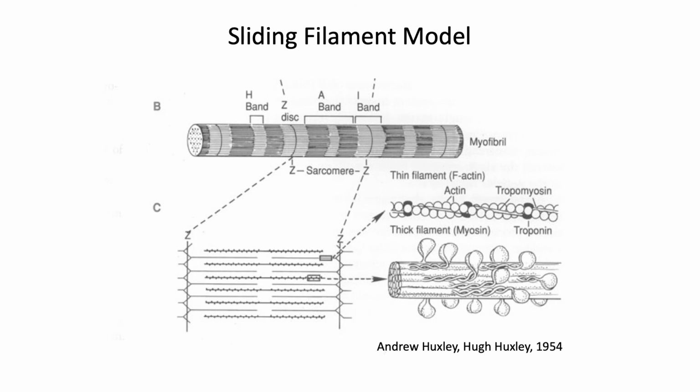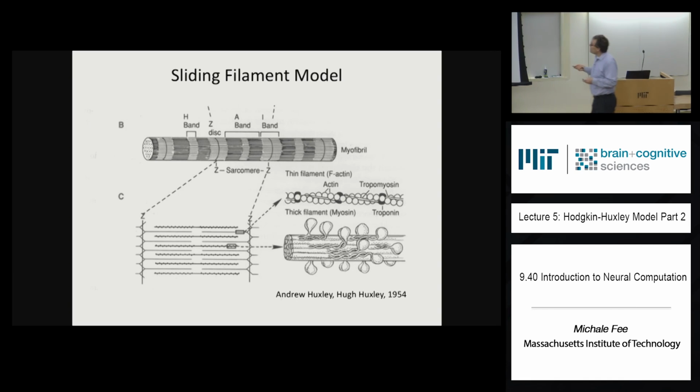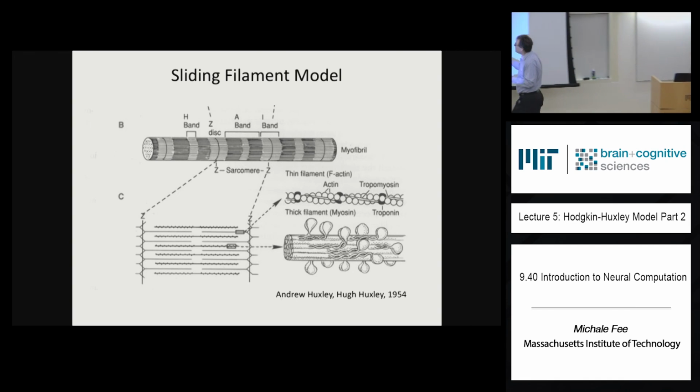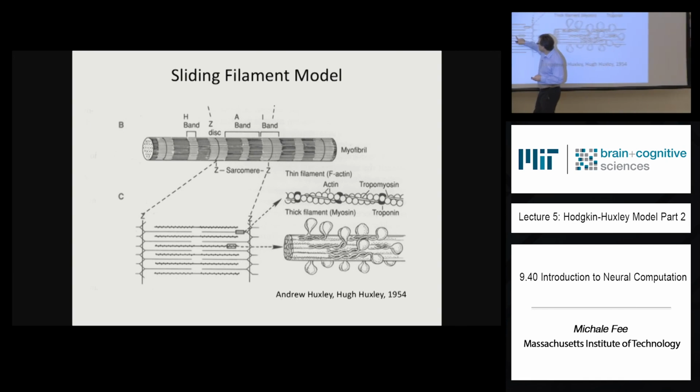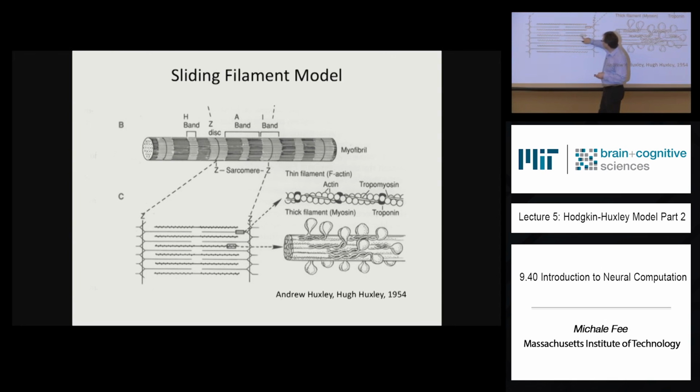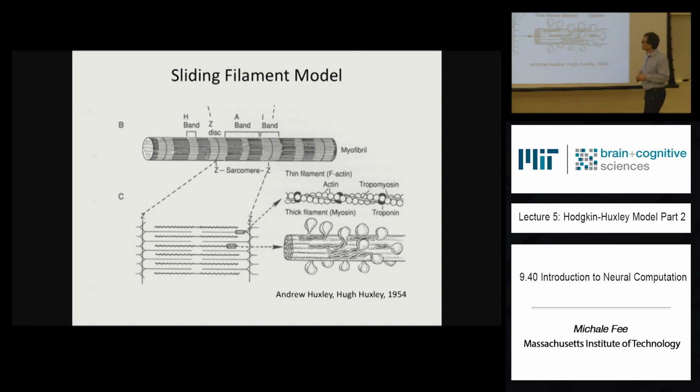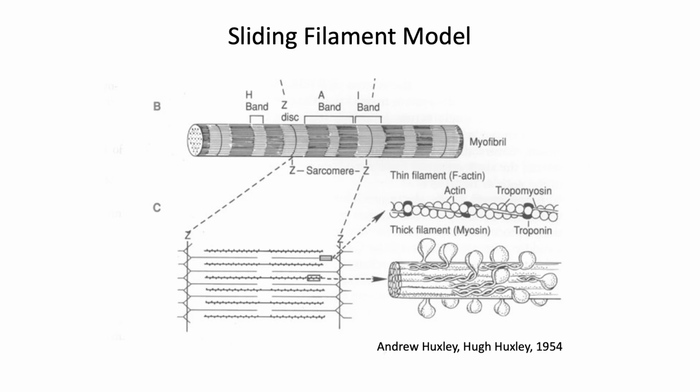Within these myofibrils are bundles of thick filaments, which are myosin, and thin filaments, which are actin. The thick filaments are these structures right here. The actin are filaments, thin filaments that intercalate between the myosin thick filaments.